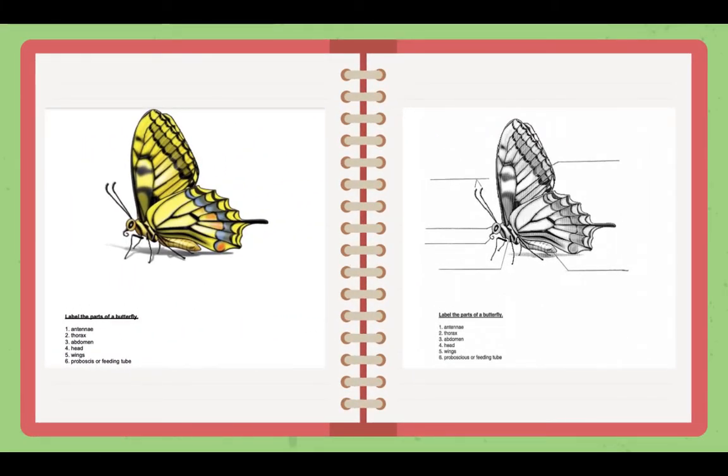The easier option would obviously be the one on the right because it has labels already pointing to those things, so all the students have to do is correctly identify the portions. But if you have advanced students who are more confident, you can give them this page here on the left, which just has the butterfly and the terms they need to label on the butterfly.